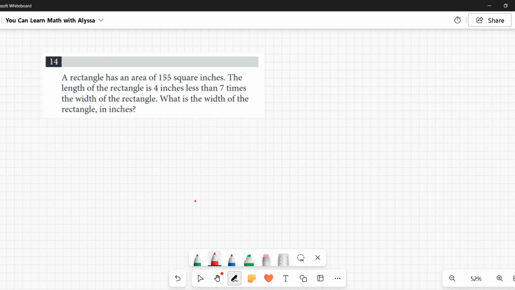Number 14. A rectangle has an area of 155 square inches. The length of the rectangle is 4 inches less than 7 times the width of the rectangle. What is the width of the rectangle in inches?